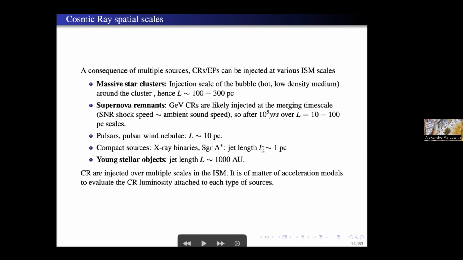Then it is a matter of acceleration model to evaluate the luminosity of each type of source. And this is where this efficiency is coming from.